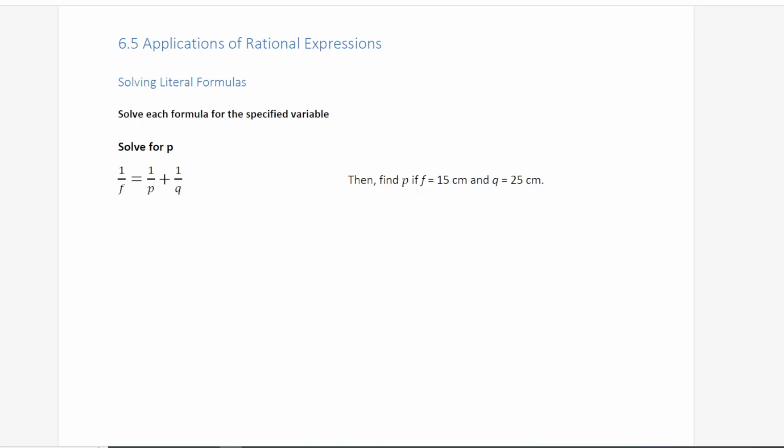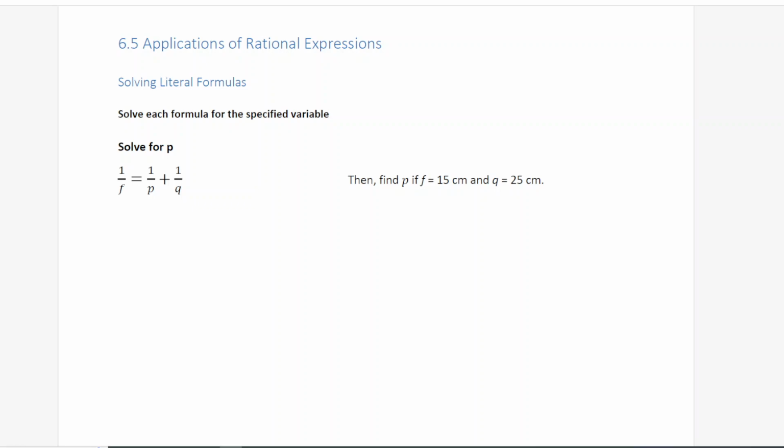So in this last section of 6.5, as always, we're moving on to applications. There's two things that we're going to do. We're going to solve literal formulas, so solving a literal formula for a specified variable. And then we're also going to be solving two types of proportion questions.